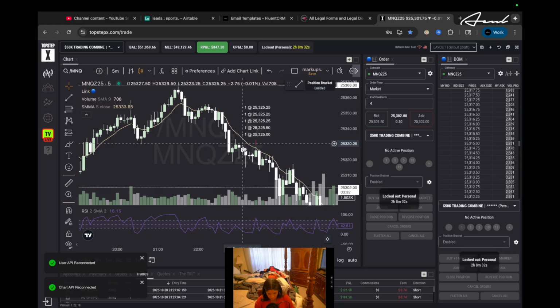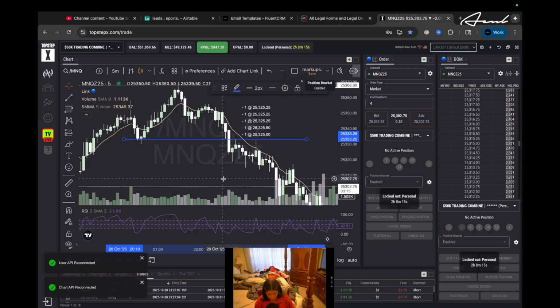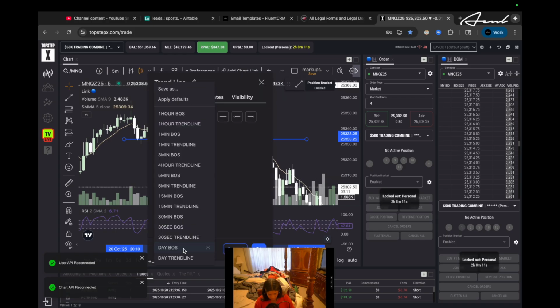Here, again, I'm just showing where my entry is. Now we're on the 5 minute. I'm going to draw out that 5 minute break of structure just so that you guys can see it. I was pretty proud of myself for waiting, because I was tempted to get in pretty early since I wanted to go to bed. It was kind of late for me.